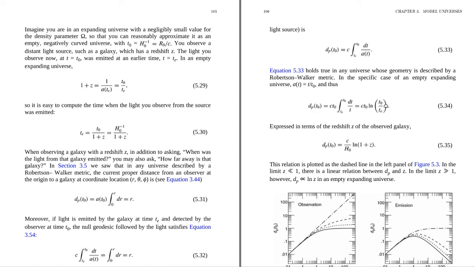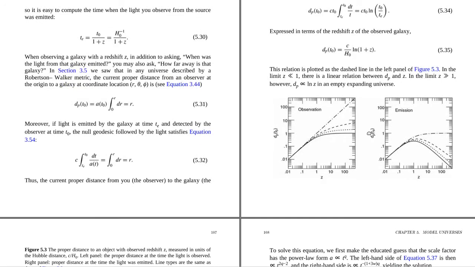Right? And again, what you want to do is express this in terms of the observables, the redshift, Hubble constant, and things like that. And you can. You can just take this t0 by te by using equation 5.29. This just turns into 1 plus z. And this t0 is just the Hubble time. So this is c over H0 times the logarithm of 1 plus z. Right? And they plot this relationship on the left over here. Again, the dashed line corresponds to the universe in question.